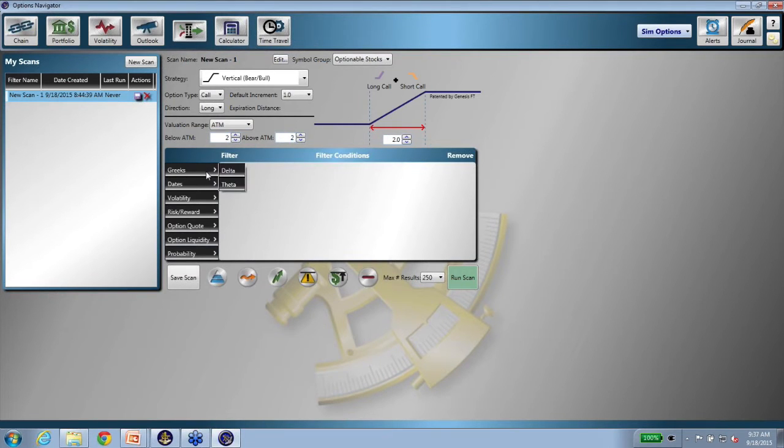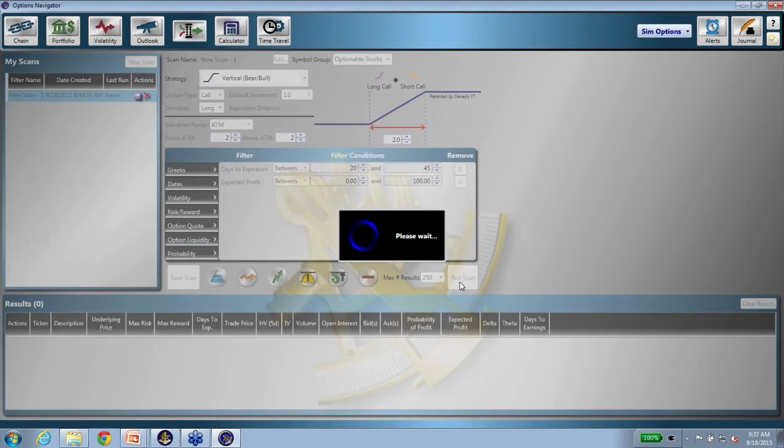And then we could choose things like I want the delta to look like this or the theta to look like this. Dates to expiration between, let's go ahead and do what we did before, between 20 and say 45 days to expiration. Maybe I want probability or expected profit to be between $0 and $100 and try to get something like that. And we can run the scan and get results, or we can add more stuff. But I'm just trying to show you that this is here.